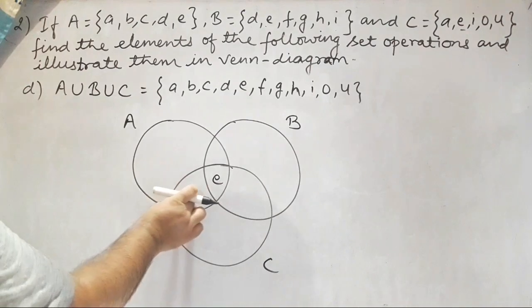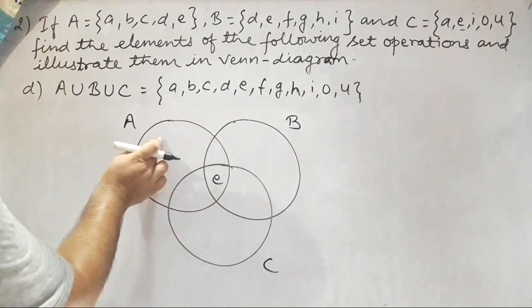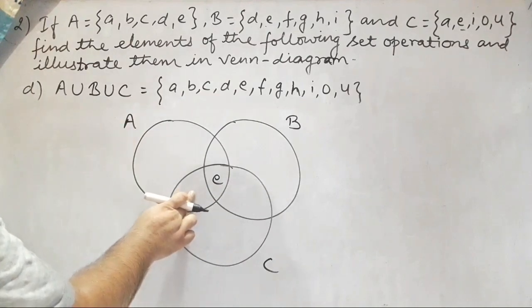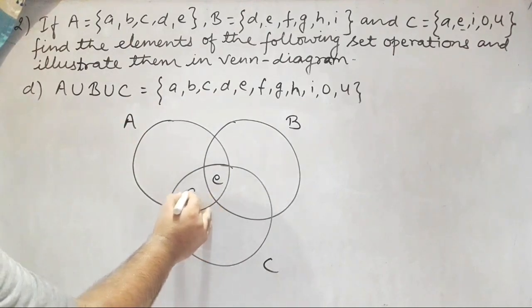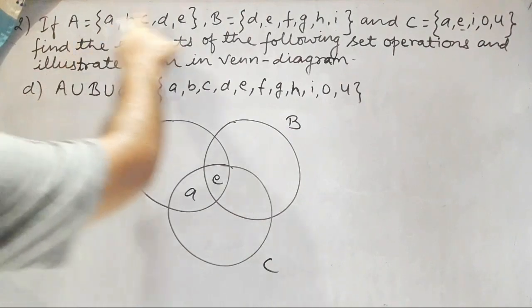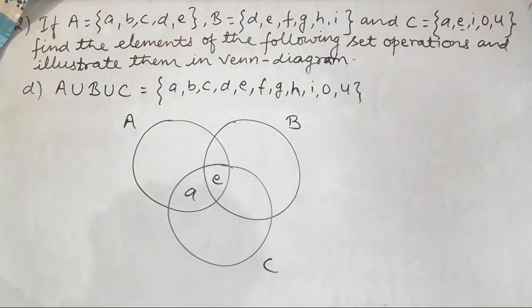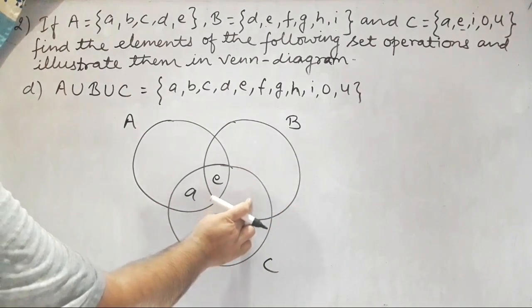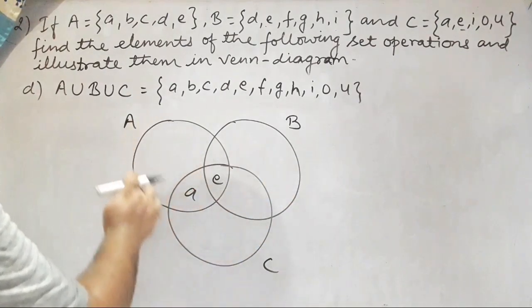Now let's see here. Which elements will be here? Only the part of A and C but not the part of B. That means here the element A. The element A is common in set A and set C. Now this is the common part of B and C but not of A.